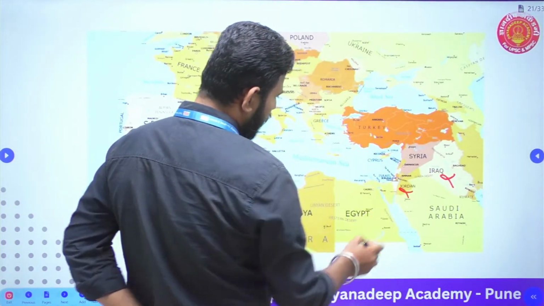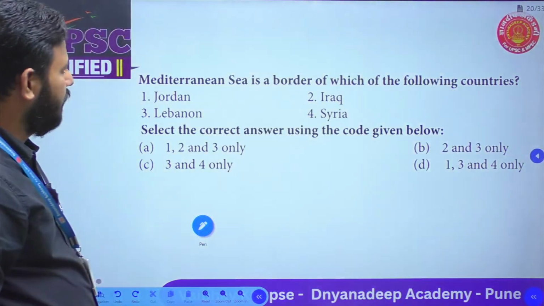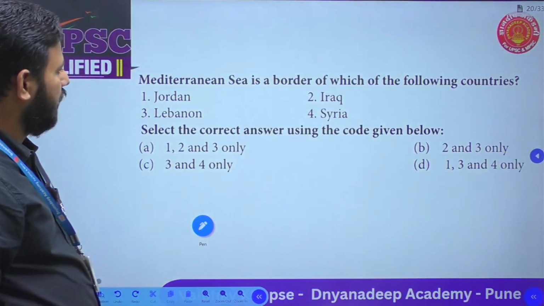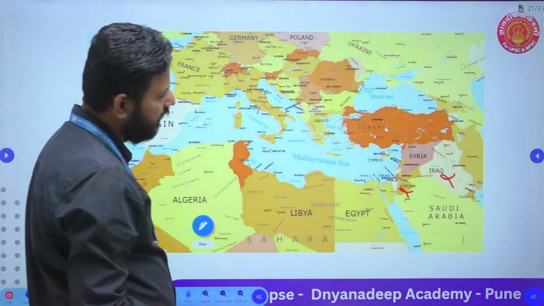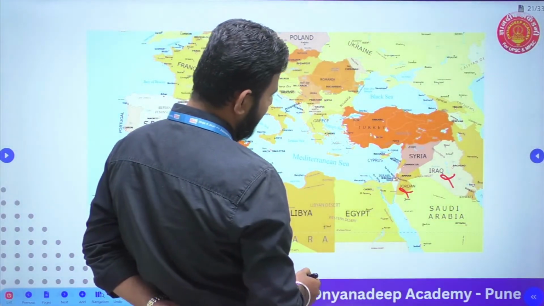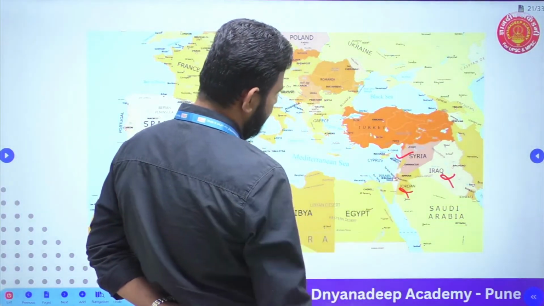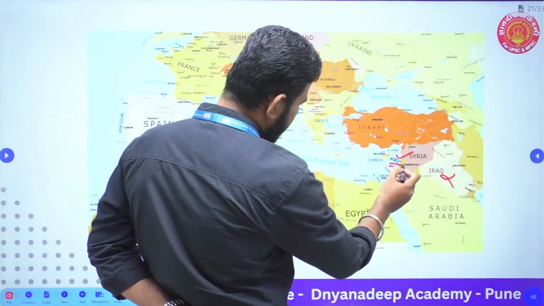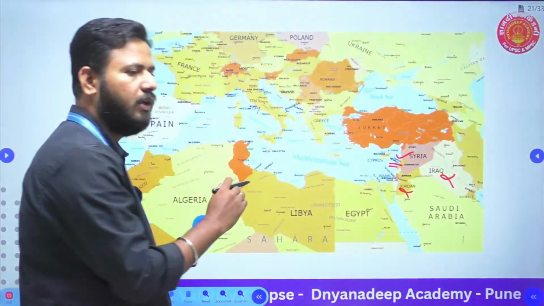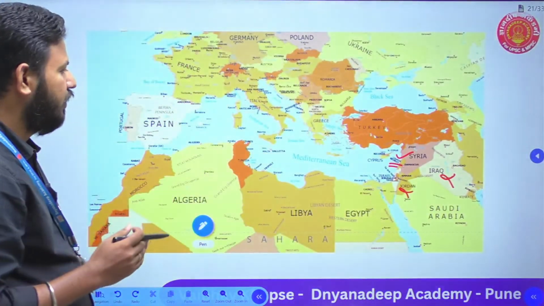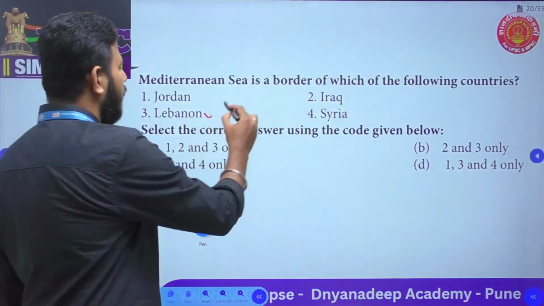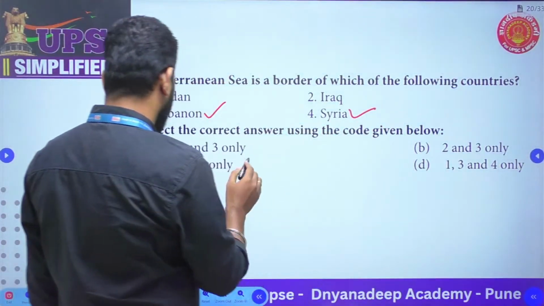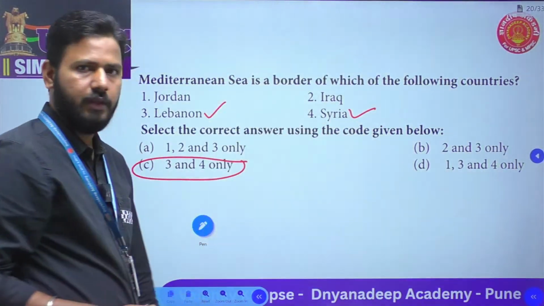Jordan also cannot be your option. Then Lebanon and Syria. You see, Syria straight away borders the Mediterranean Sea, and Lebanon also. This is very small here, but Lebanon also borders the Mediterranean Sea. So your answer here has to be Lebanon and Syria. That is 3 and 4. Okay.